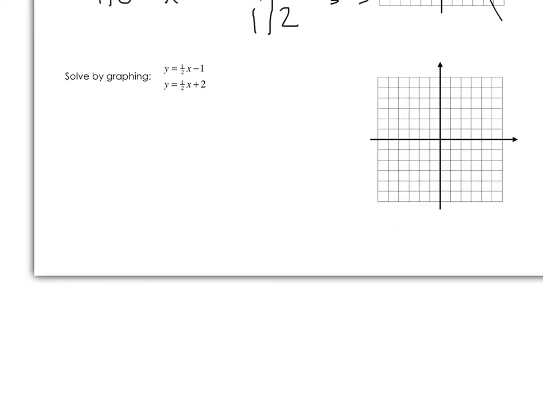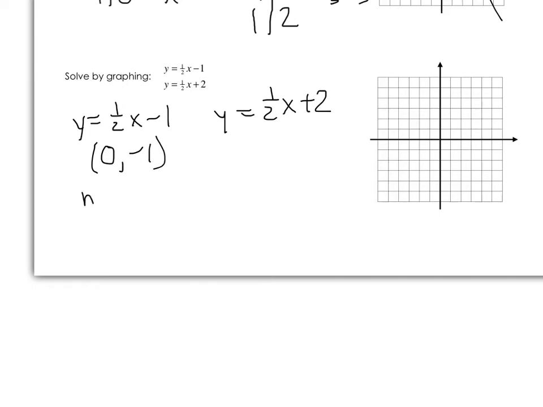Solve by graphing. y equals 1/2 x minus 1. y equals 1/2 x plus 2. Two lines. Both lines are in slope-intercept form, so I would like to graph them using the y-intercept, (0, -1), and the slope, 1/2. That's a positive 1/2, so the line will be going uphill. From (0, -1), up 1 over 2. So that's our first line.